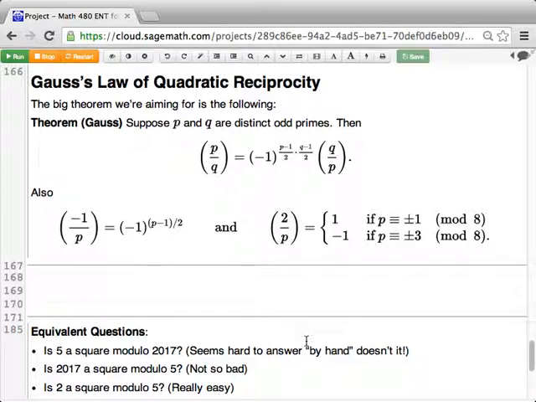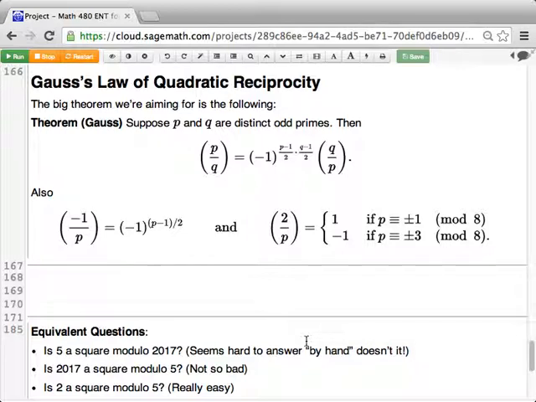And moreover, this is where it gets even better. If you consider the symbol, say, a over p, if you write a times b over p, that's exactly the same as a over p times b over p. So it's multiplicative in the numerator, which is what we're going to prove next. Which is not so easy to prove, but we'll prove that.